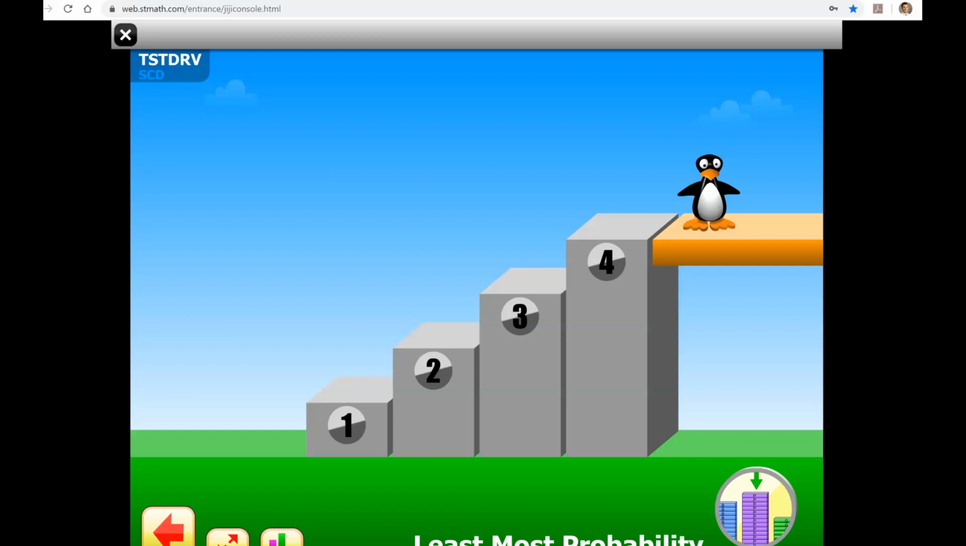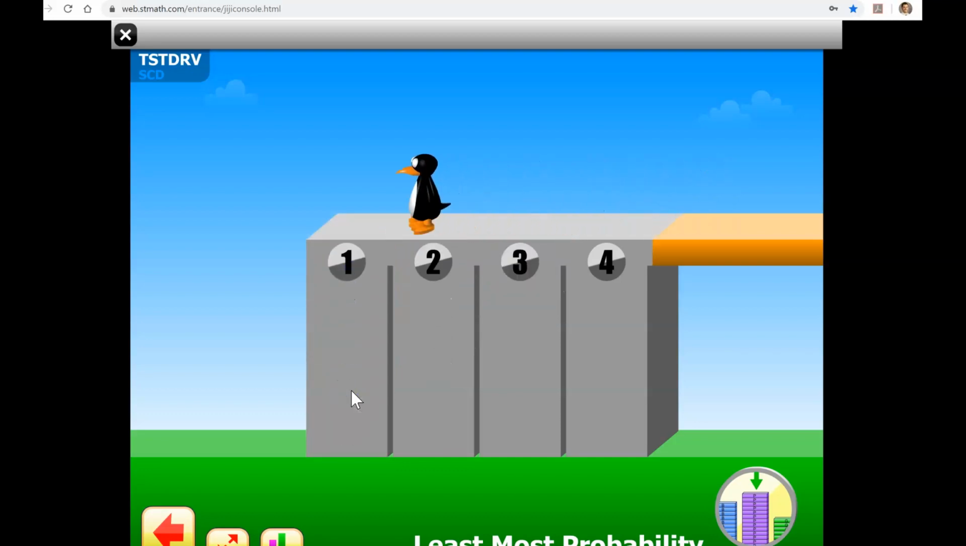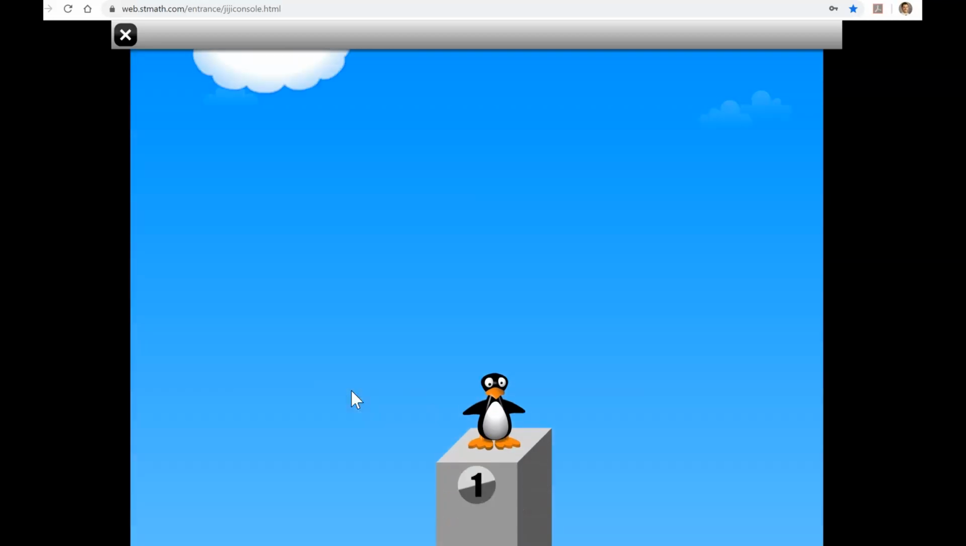We're going to continue our unit on statistics, but start learning about probability. In order to do today's lesson, you're going to need to log into STMath, and I'm going to show you how to complete some of these levels.